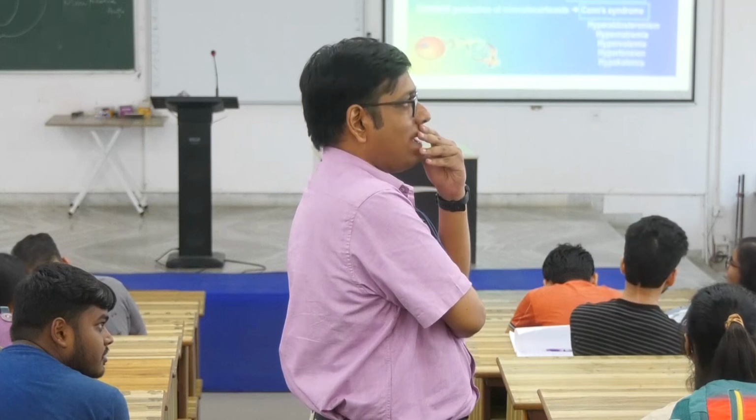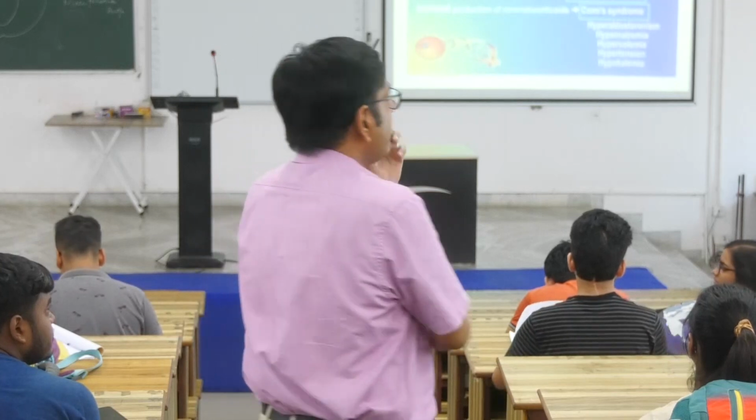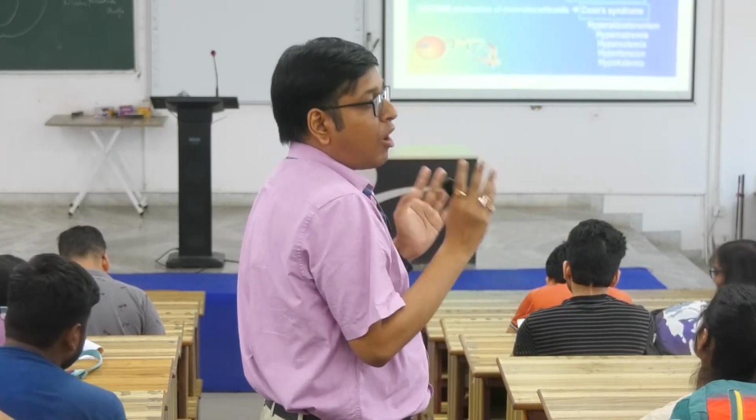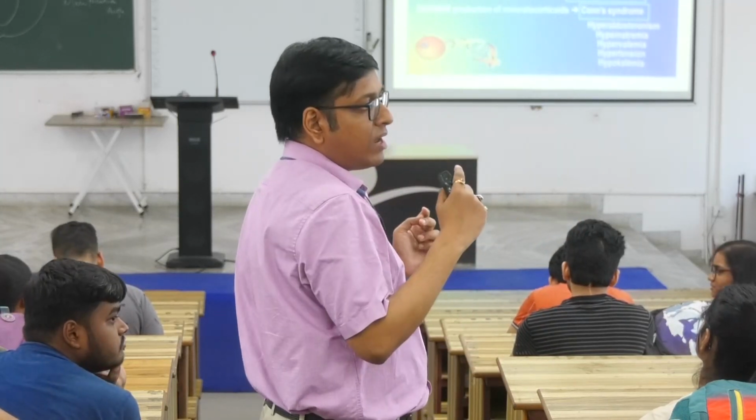Because of excessive ACTH, cortisol should increase. The question was Cushing syndrome, excess of glucocorticoid. Glucocorticoid is secreted from where? Fasciculata. A tumor in the adrenal gland can produce excess glucocorticoid, right? But more common is a pituitary tumor causing excess ACTH.